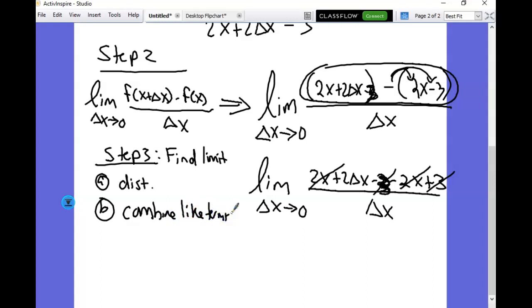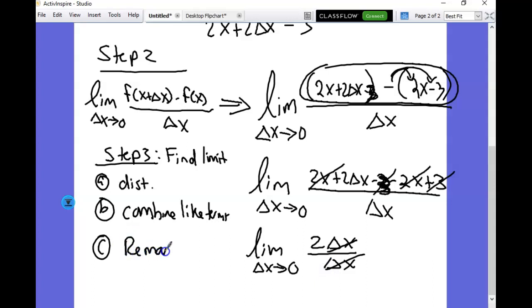Let's see what we have left. You're right. Yeah, but I'm going to write that as a separate step because it's a different reason, but yes, you're right. So here's what I have left on the top, right? 2 delta x. And on the bottom, I've got delta x. Now what do we do? That's removing the discontinuity right there. So I'm going to call it remove the discontinuity.